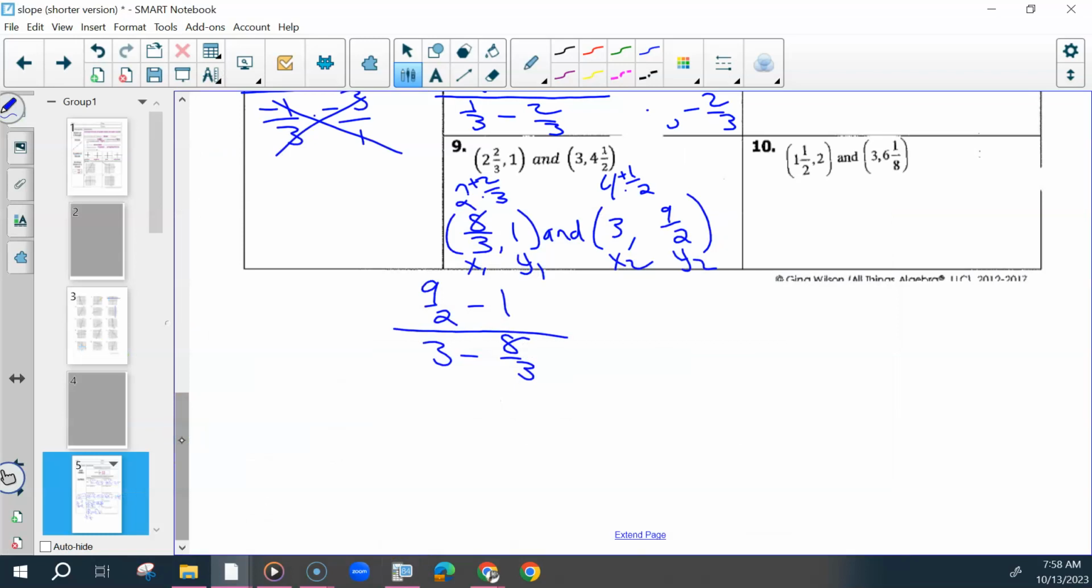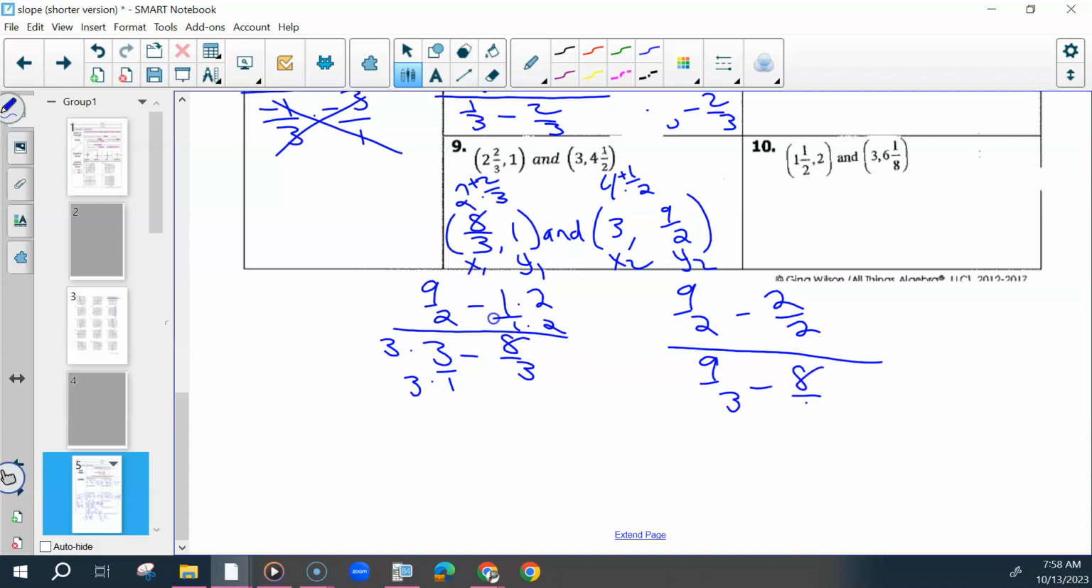Okay, so now we need to get common denominators. You have to remember that all whole numbers have a 1 underneath them. It's invisible. So in the numerator fractions, they both need to be 2. We can multiply this by 2, but what we do to one, we have to do to the other, so multiply this by 2 as well. What would you change this one to? 3. Multiply that by 3, as well as this 3 by 3. So everything is changing. We have 9 halves minus 2 over 2, all over 9 over 3 minus 8 over 3.